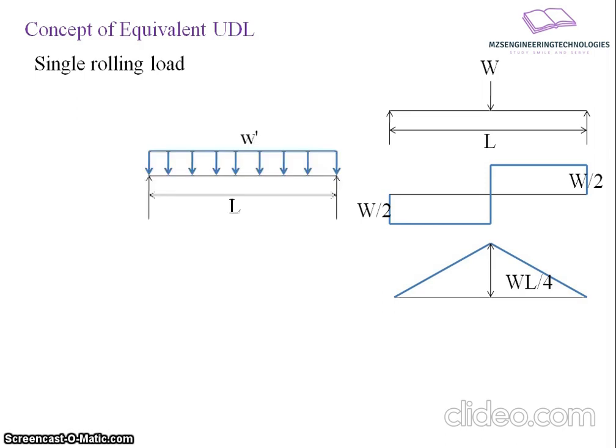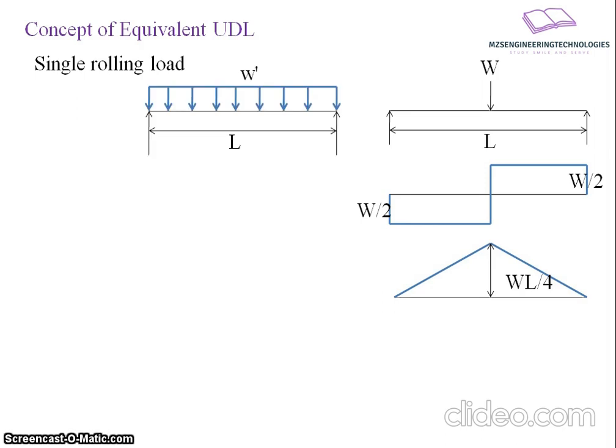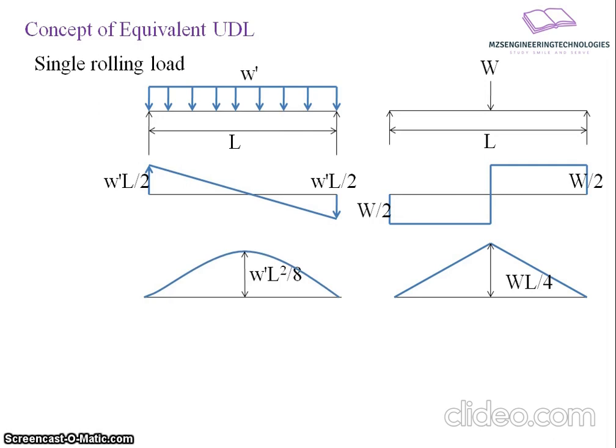For that case, the conversion will be in such a way that there is no alteration in the effects. So for this equivalent UDL, the shear force distribution will be W dash L by 2, linearly varying, at the ends, and the bending moment at the center will be equal to W dash L square by 8.